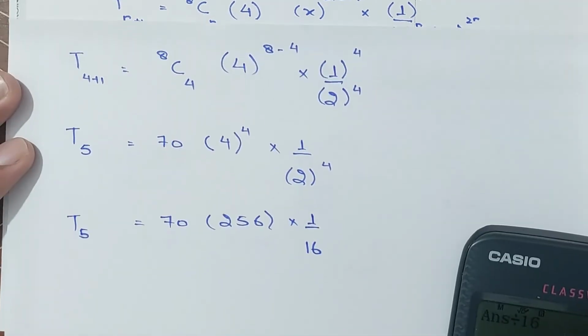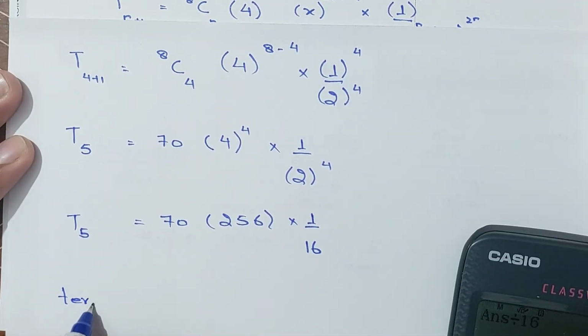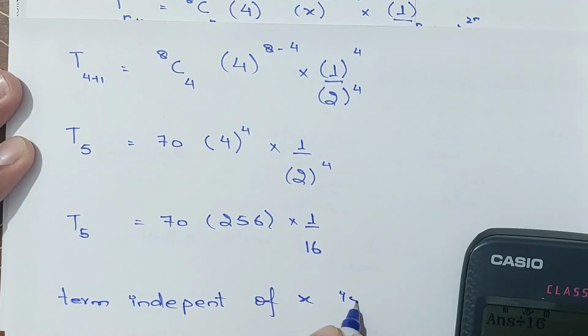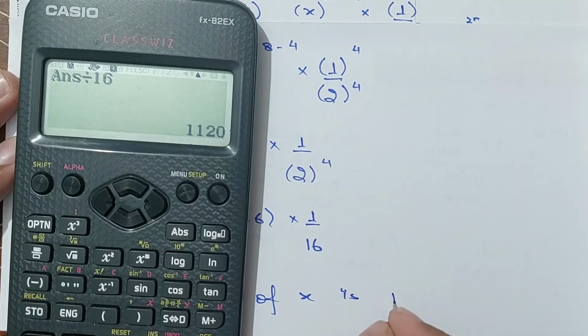T5. Okay, we can say the term independent of x is 1120.